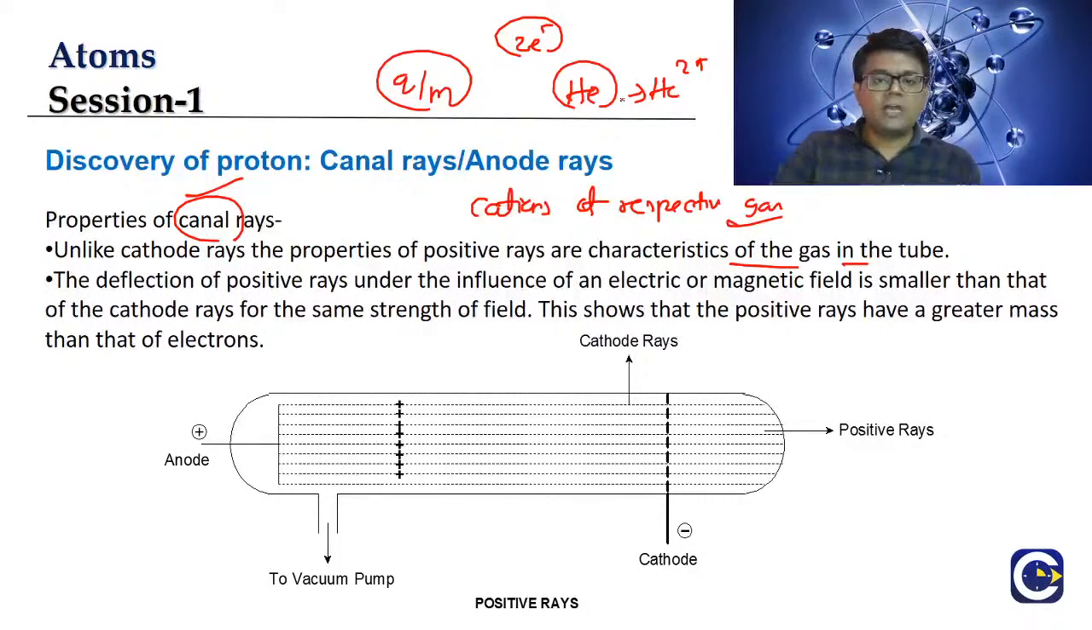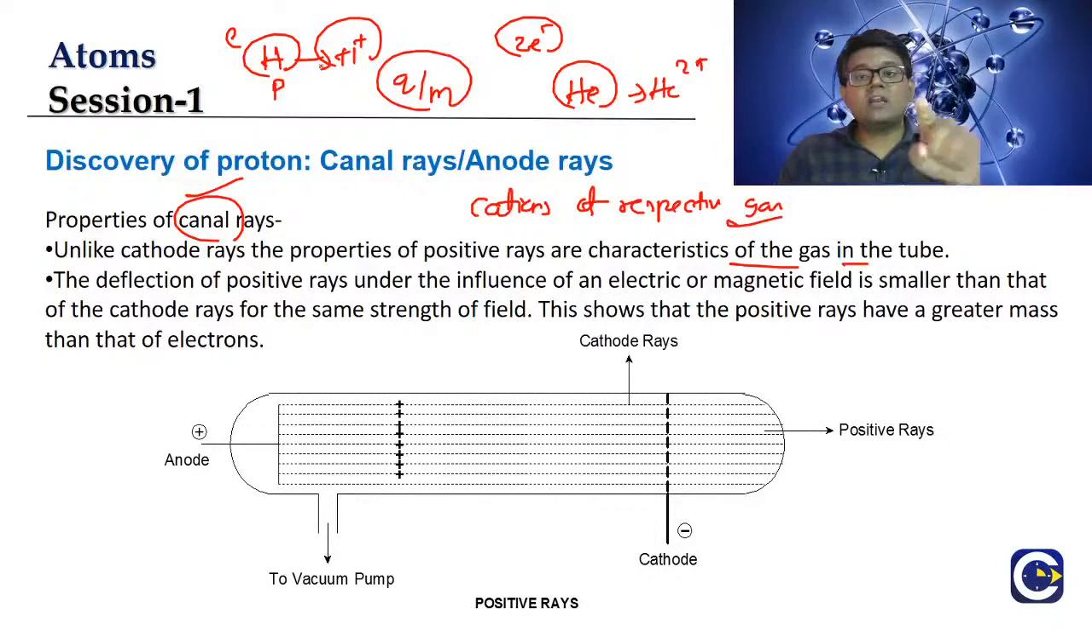And if you talk about hydrogen, we are assuming the protium isotope of hydrogen, which has 1 proton and 1 electron. If it loses 1 electron, the remaining thing is H plus. So the anode ray particles are H plus, or simply protons. These are the anode rays in the hydrogen gas experiment.